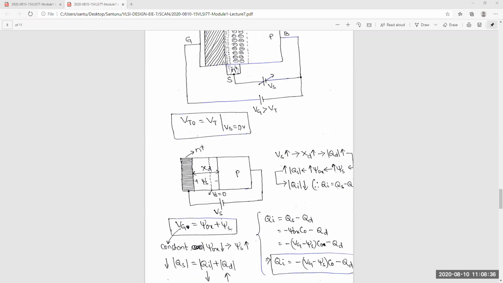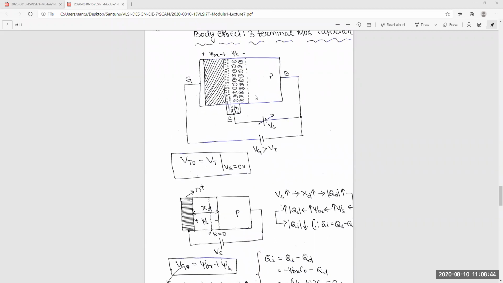Now suppose this VG has attained the threshold voltage. At that point, if you apply a VSB, what will happen? Will the threshold voltage decrease, increase, or stay constant? Can anyone say? Suppose you are giving a positive increase. Yes, why is it increased?